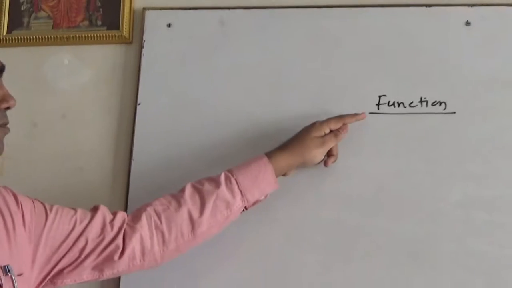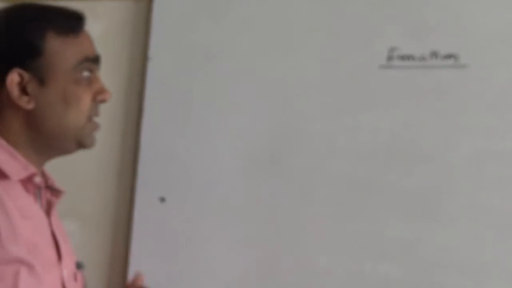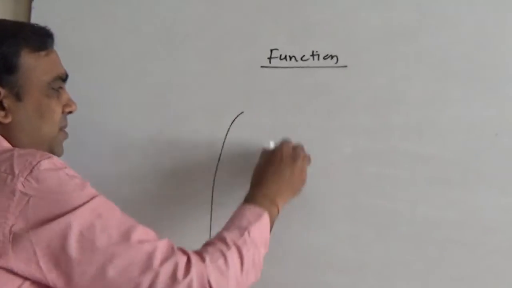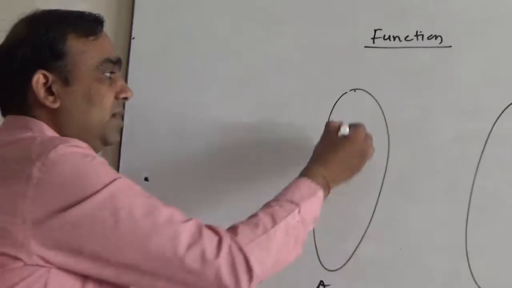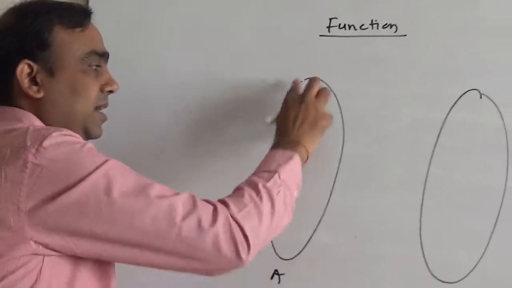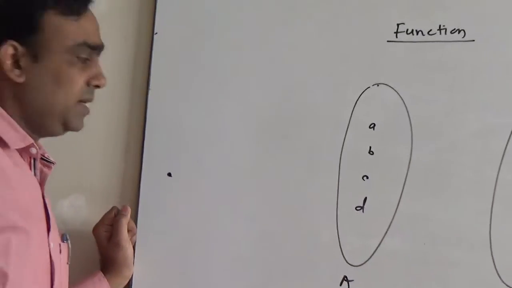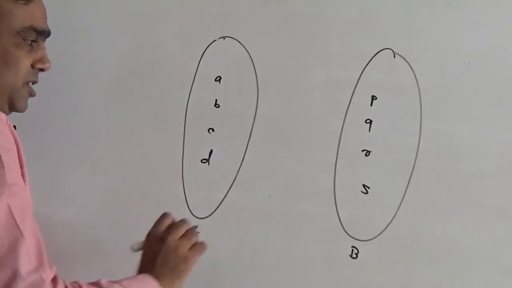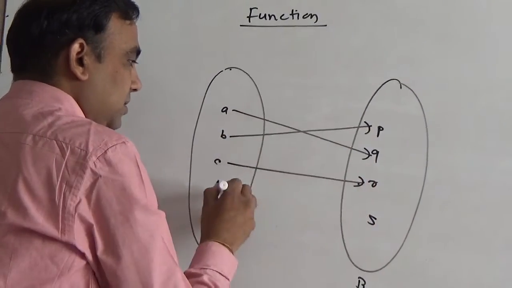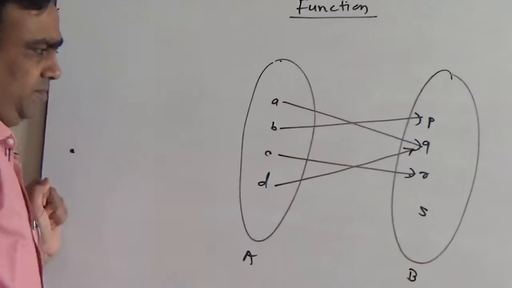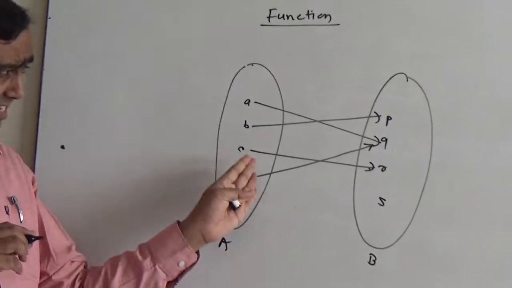Now a function is a special type of relation where some restrictions are imposed on the relation. For example, I have a set A and I have another set B. Here A, B, C, D are the elements of set A and P, Q, R, S are the elements of set B. Now I have a special type of relation. Look at this relation. There is some speciality about this relation. Actually it is a relation, but we can say it is a function also.